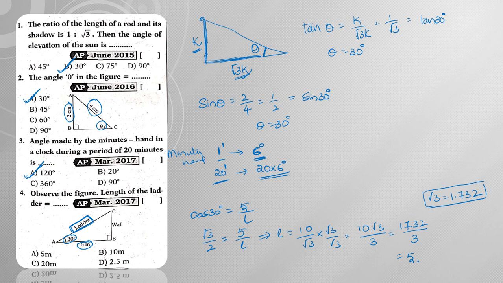Next, how much is left? 23. So 23 means 0.7. So likewise, you will be getting the option. So it is nearly 5 meters, so you can consider this option, right?